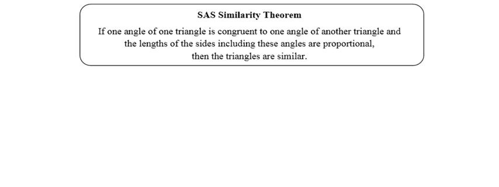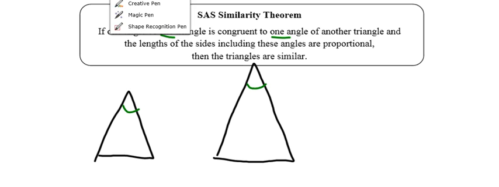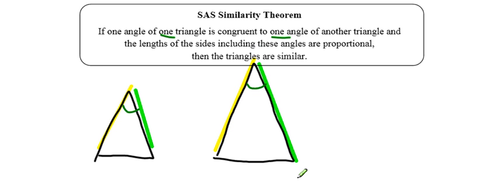So let's take a look at what this might look like in a picture. So I'm going to go ahead and draw my two triangles. And it says if you have one angle of one triangle congruent to one angle of a second triangle, so let's just suppose these two are our two congruent angles, and the lengths of the sides that include these angles are in proportion. So maybe the ratio between those two yellow sides is exactly the same as the ratio between those two green sides. That would make our pairs of sides proportional. Then we could go ahead and conclude that those two triangles are similar to each other.